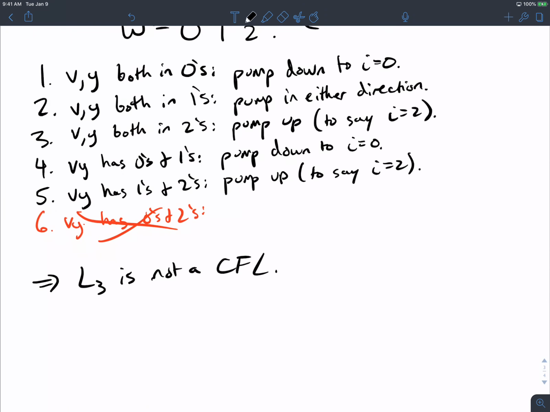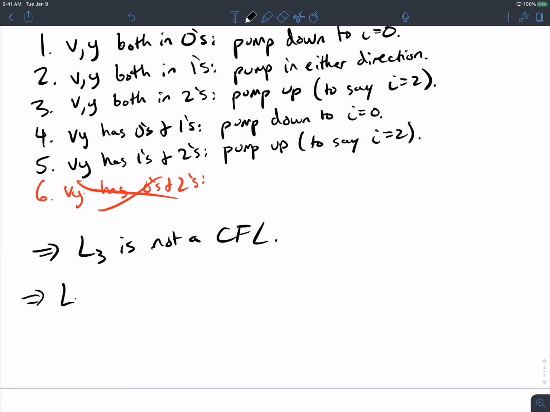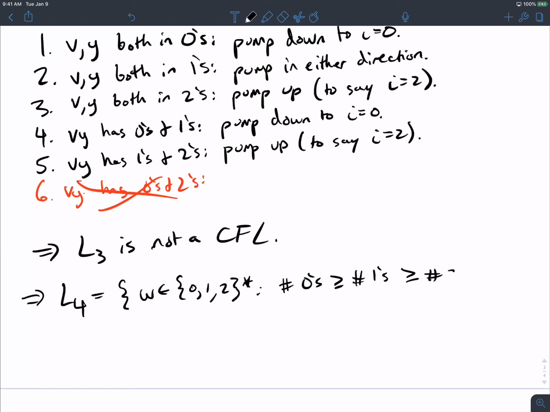So we didn't rely on the order of the 0s occurring first, or the 1s occurring second. So in fact, for this reason, if we look at the language of zeros, ones, and twos where the number of zeros is at least the number of ones, which is at least the number of twos, in any order, it is also not a CFL. Pretty cool. So in fact, even really simple languages are not CFLs. Even with this additional power, they're not context-free. Okay?